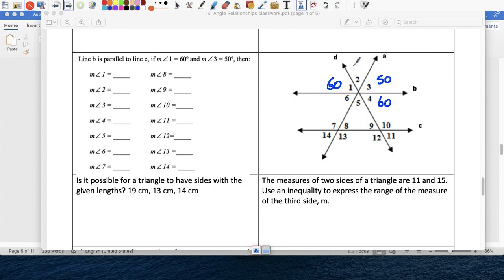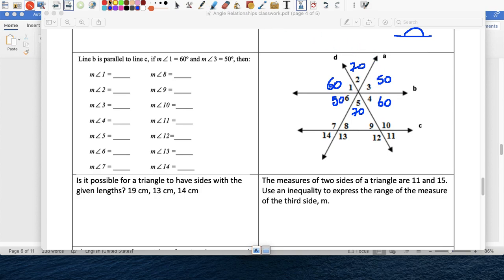So that makes angle 2 70, because angle 1 plus angle 2 plus angle 3 is 180, right? I already have 60 and 50, and 60 plus 50 is 110. Take that from 180, and I get 70. So angle 2 is 70, which makes angle 5 70. Angle 6 is vertical from angle 3, which makes that 50.